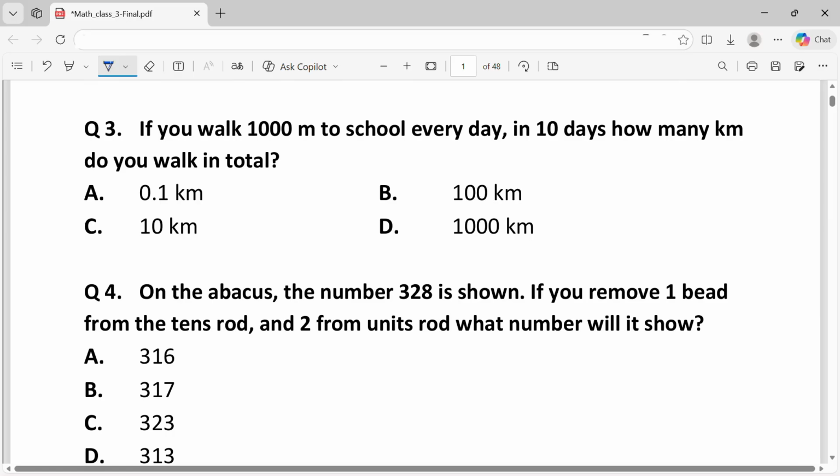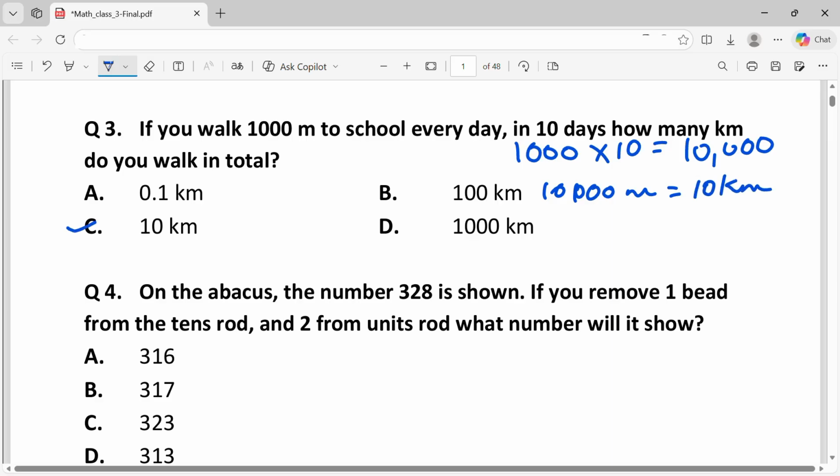Question 3. If you walk 100 meters to school every day, in 10 days, how many kilometers do you walk in total? So the total distance walked in 10 days will be 1000 meters into 10 days, which is equal to 10,000 meters. Converting 10,000 into kilometers, we know that 1 kilometer is equal to 1000 meters. So 10,000 meters is equal to 10 kilometers. That is answer option C.